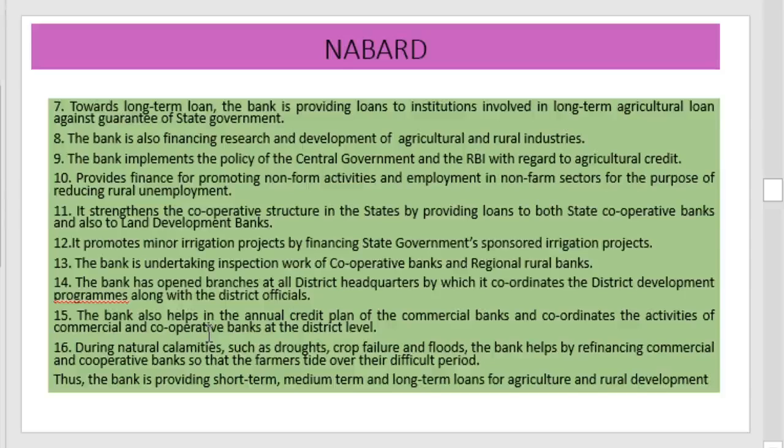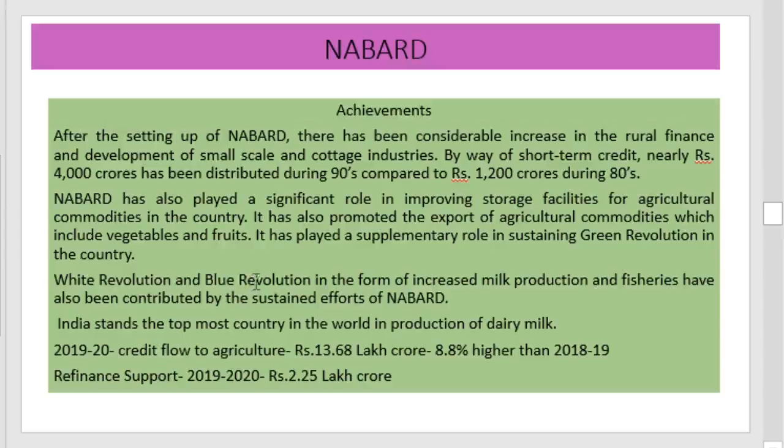The bank also looks after the annual credit plan of the commercial banks and coordinates the activities of the commercial and cooperative banks. Another function is that they help in the preparation of the annual credit plan. They help during the period of natural calamities, droughts, crop failure, etc. These are some of the important functions of NABARD.